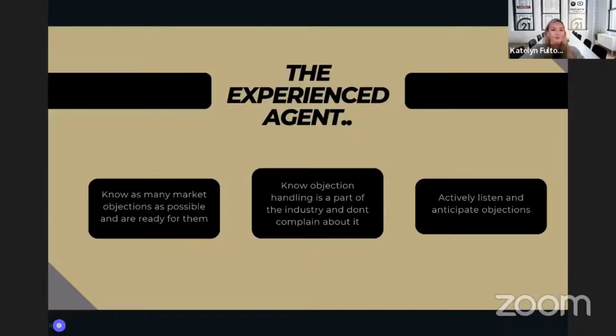And I'll tell you, all those objections I just talked about, you're going to see that in every single market. The prices are always going to be off. The interest rates are always going to be bad. Something's always going to be off. The price is too high. The prices are going to go low. You're always going to face those 5 objections. An experienced agent is actively going to listen and anticipate that there's going to be objections at them. So they don't take it personal. They just know it's going to happen.